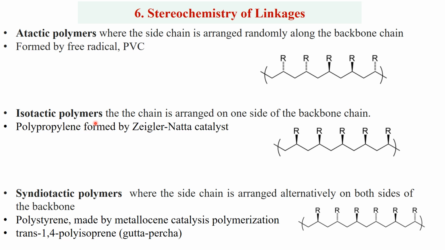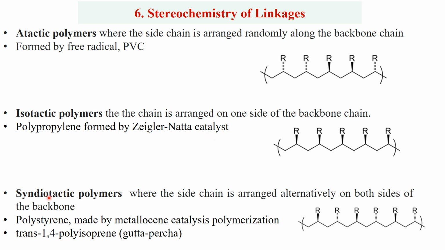Isotactic polymers are those in which the chain is arranged on one side of the backbone. Here the chains are arranged on one side of the backbone chain. An example is polypropylene formed by Ziegler-Natta catalyst.